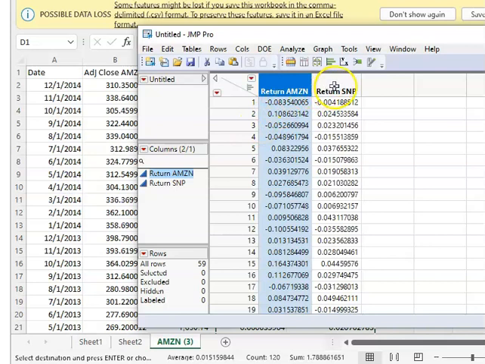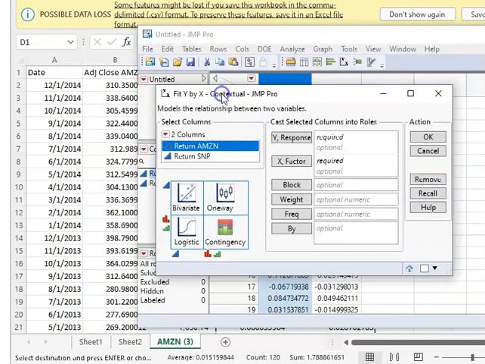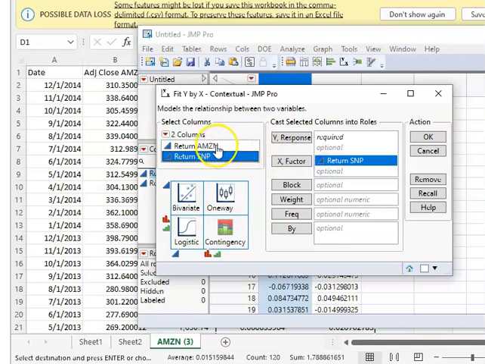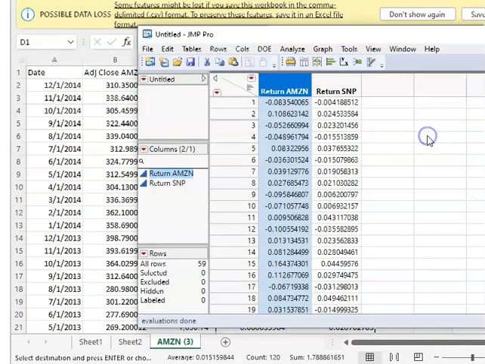Now I need to get my regression. Go to analyze, fit y by x. I said that S&P 500 is explanatory because we want to see if there is a change in S&P, what is the expected change in Amazon? So Amazon goes to Y response, S&P 500 goes to explanatory. Click OK.